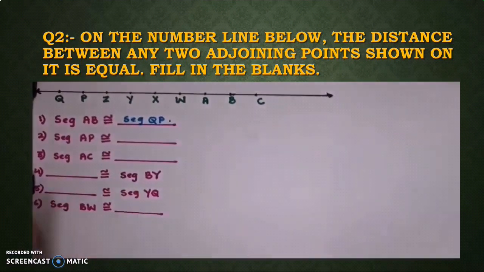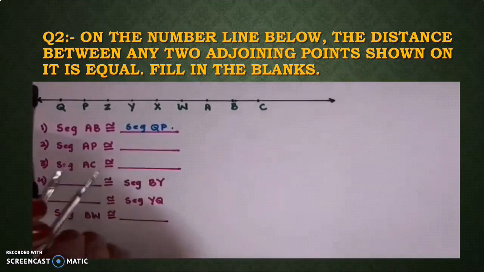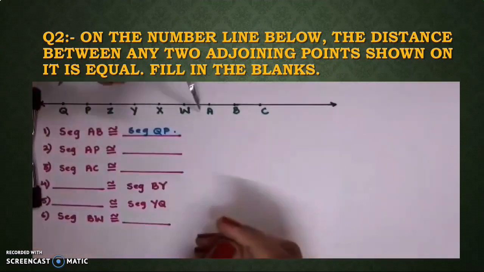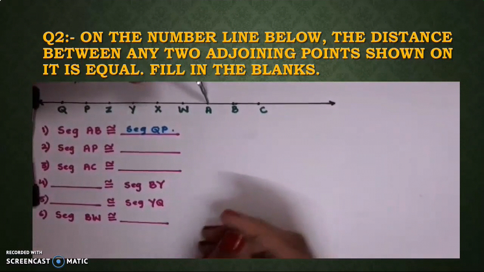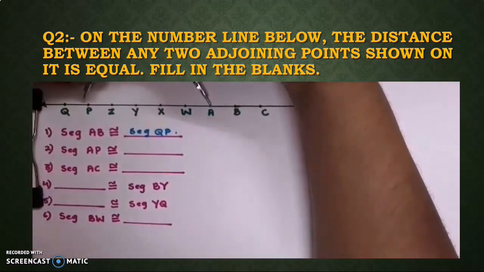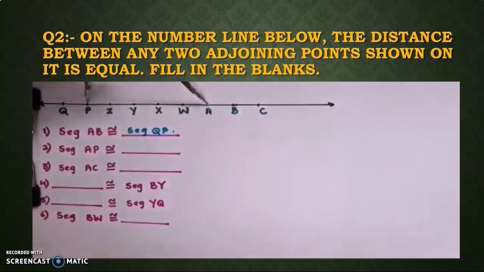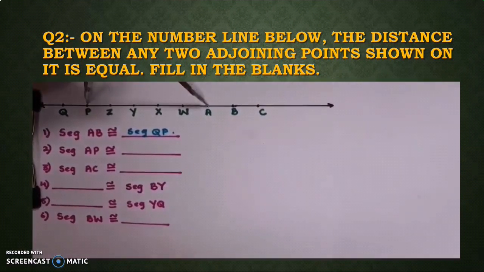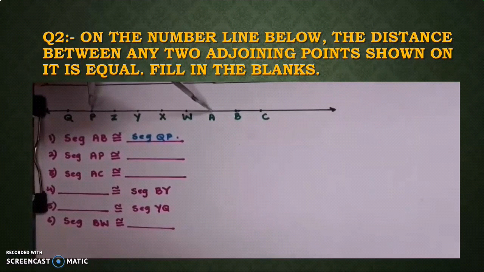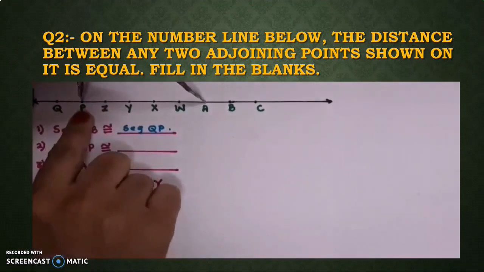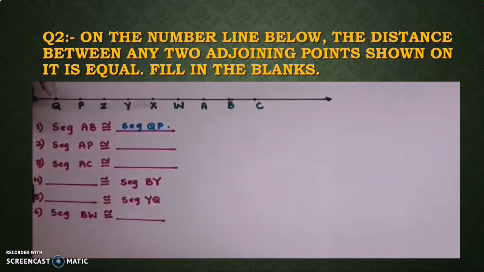Clear? Now next is AP. So we will open the divider from A till P. Clear? So this much length I am getting. If I am keeping my divider, sorry, I said rounder, we will keep the divider from A till P. Then one by one we will check.